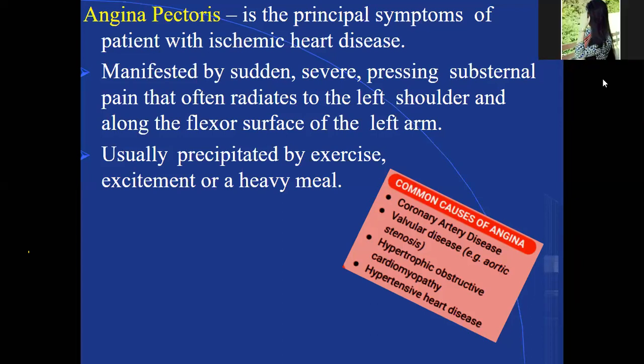Yes, reduced blood flow. Okay, awesome. So when there's reduced blood flow, what happens? Oxygen will not enter into the cells, and definitely the cells will become ischemic, right? Okay, so it is manifested by sudden and severe pressing substernal pain.